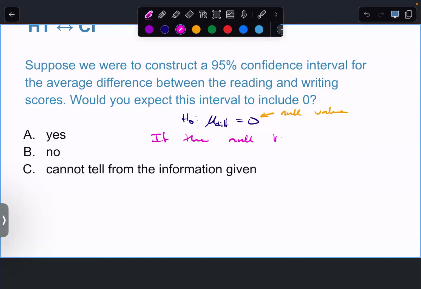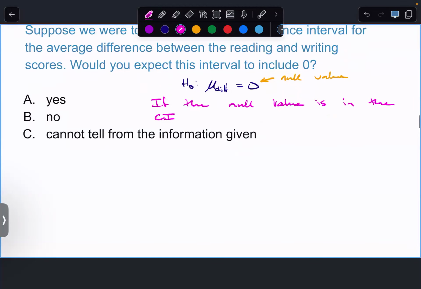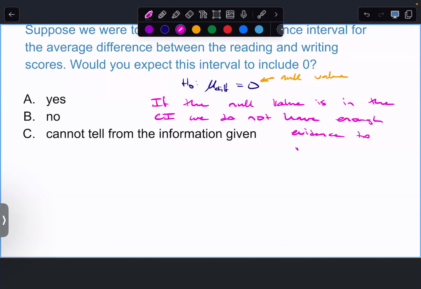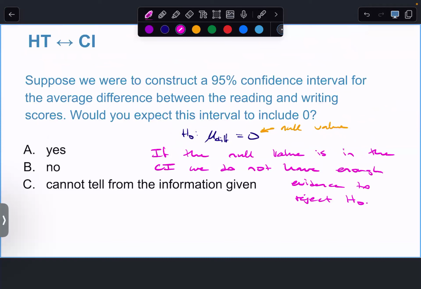If the null value is in the confidence interval, 95, 99, whatever, they're usually high percentages, then we do not have enough evidence to reject H0. It's kind of neat. We could flip it. We could say, okay, in this case, we didn't have enough evidence to reject H0. So then, would I expect this interval to include 0? Yes, I would.